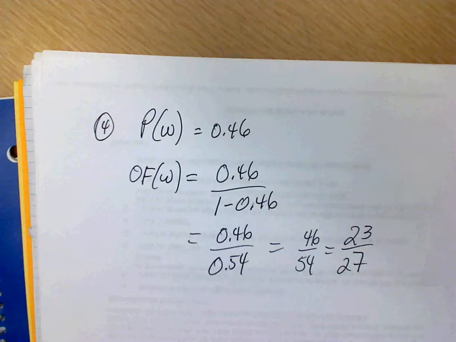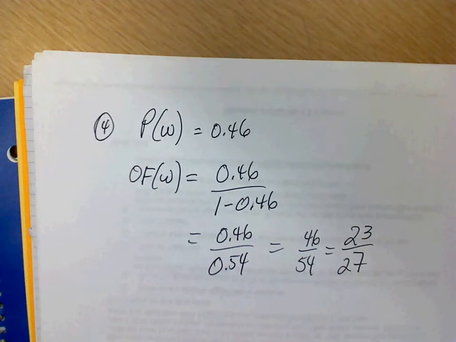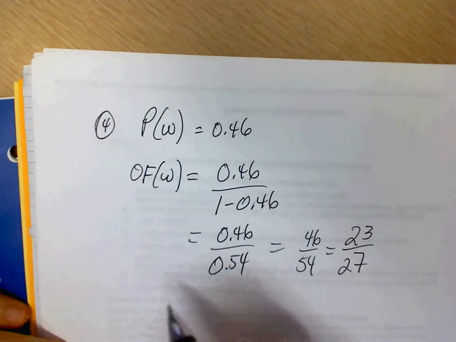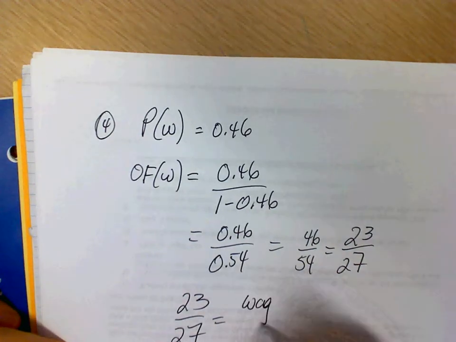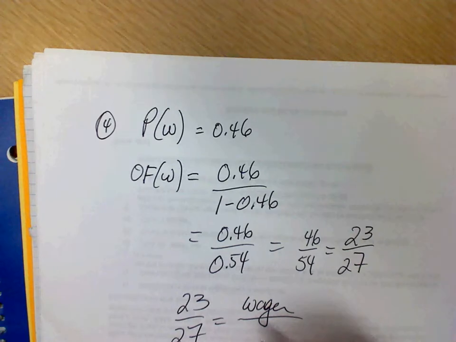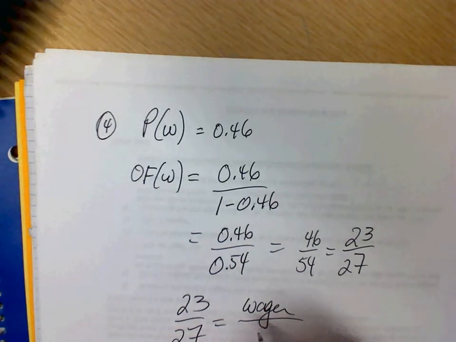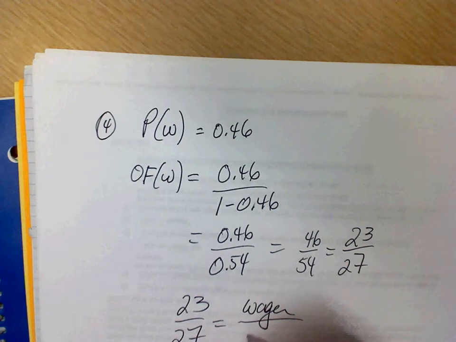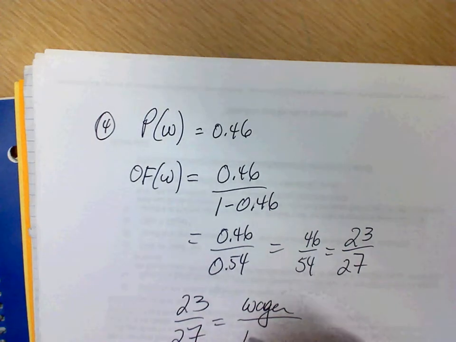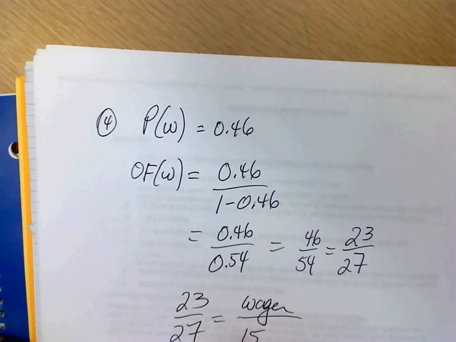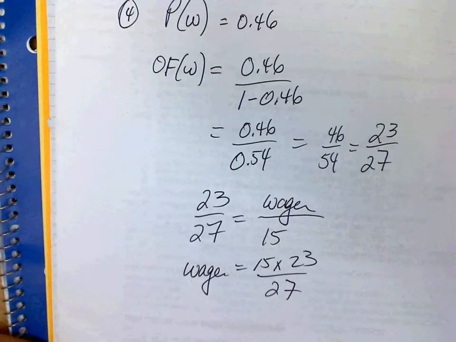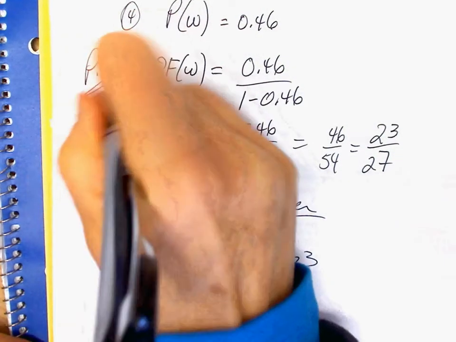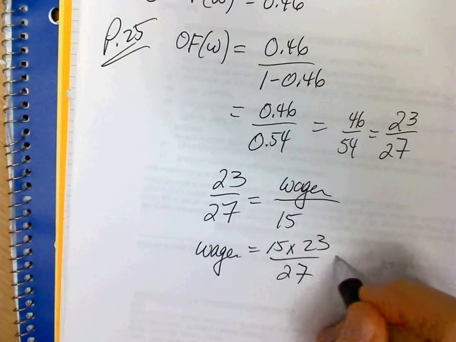Okay, so number 4, what did they want here? What must you wager to win $15? So it's wager over win. We know 23 over 27 equals wager over the win. What must you wager? So cross multiply: wager equals 15 times 23 over 27. That was number 4, and that was page 25. What does that work out to be?